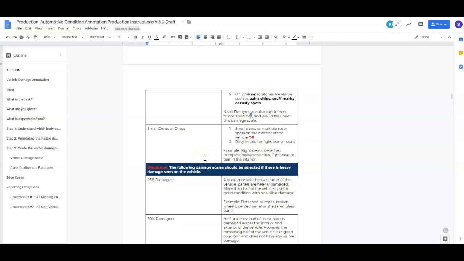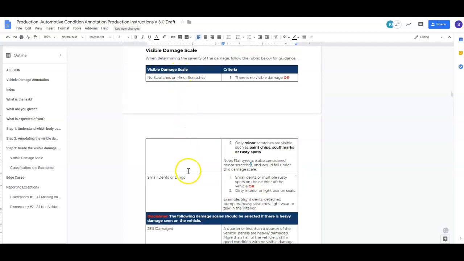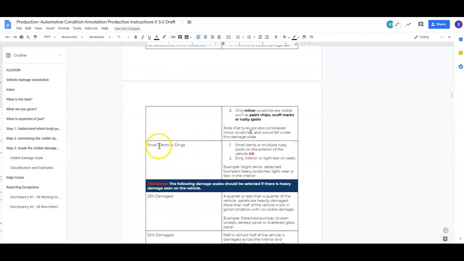Okay, so now we are moving into heavy scratches. Right now we are talking about heavy scratches, we haven't gone into heavy damages yet. So as of now, these two categories only deal with minor scratches and slight dents and dings. And also now we are moving to heavy scratches. Heavy scratches will also fall under small dents and dings.